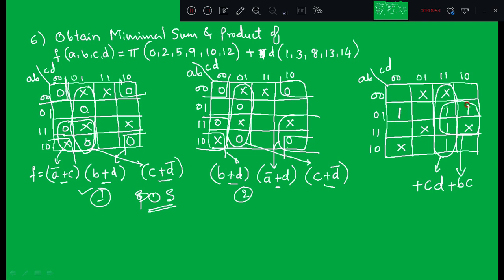So this one can be grouped with this one logical adjacent one. Only 2 ones grouping is possible. So what is the expression here? It is A bar, B and D bar. This is the final SOP expression, or minimal sum expression for the given function.